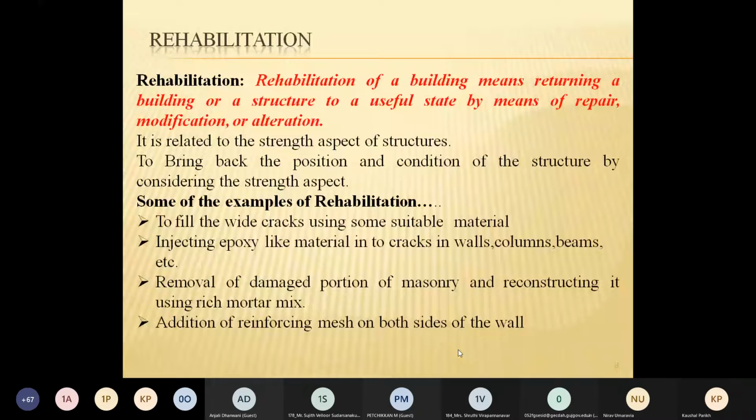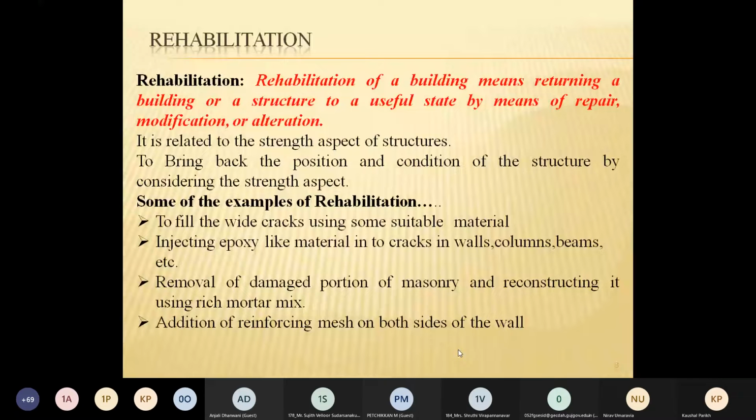Another procedure is the removal of the damaged portion of the masonry and reconstructing it using a rich mortar mix, which is also treated as rehabilitation. Addition of reinforcing mesh on one side, or maybe on both sides of the walls, may enhance strength. The term associated with that particular technique is known as rehabilitation.